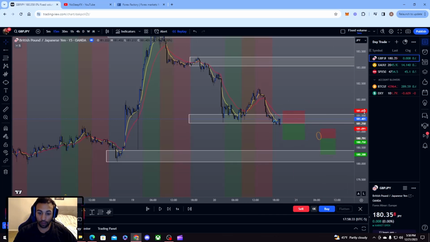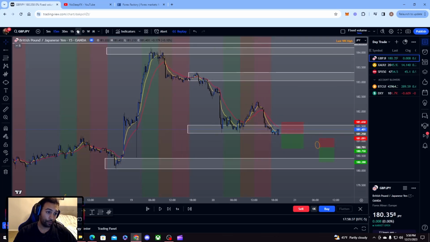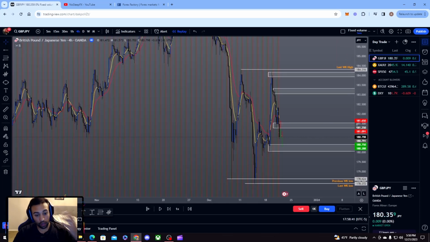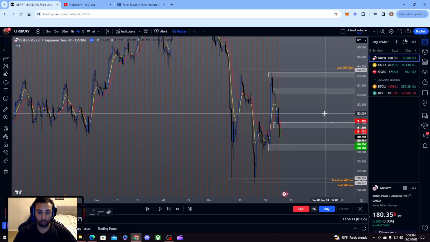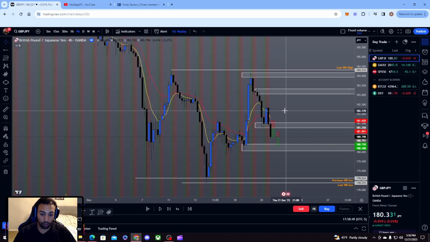First things first, we're going to go to the 4-hour, and we're going to talk about how I broke this trade down in my mind, right? So right here we have a bearish engulfing candle. This one was the bearish engulfing candle, and the EMAs are crossing right there, right?